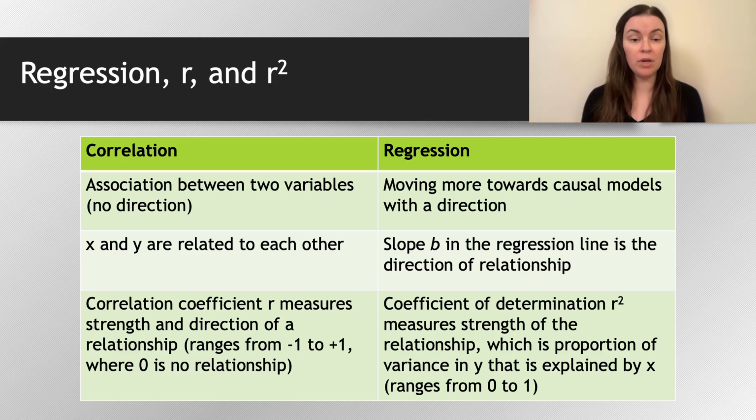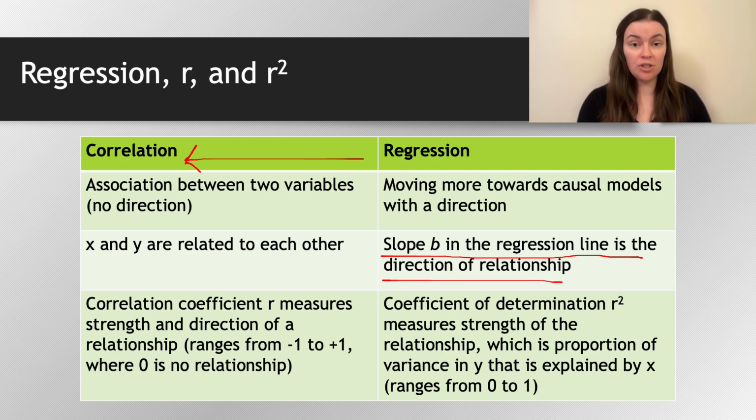Regression kind of ramps it up a little bit here. We now have a movement towards causal models with a direction. Again, we're not saying that correlation equals causation. Again, that's over here, and we do not want to conflate those two. But our slope B in that regression line is the direction of the relationship. Again, it's going to tell us that sign of whether it's positive or negative. Then we evaluated R squared here at the bottom, which actually measures the strength of the relationship, and that is designated by the proportion of the variance in Y that is explained by X.